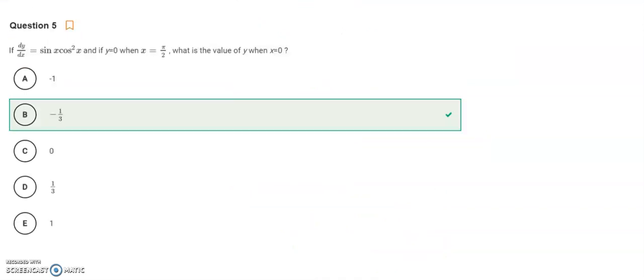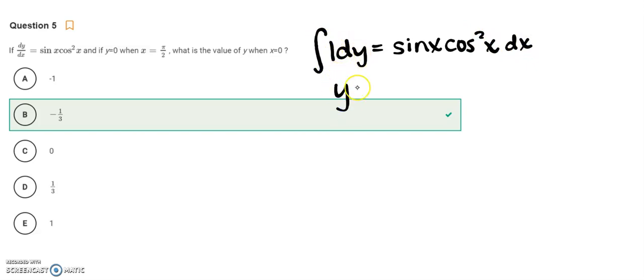All right, number 5. So again, dy/dx starts with sine of x times cosine squared of x. We're going to start by separating our variables. So these two functions that are being multiplied together already were in terms of x. Then I'm going to take the antiderivative. Well, the antiderivative of dy, right, there's just a 1 there, so that's going to be y.